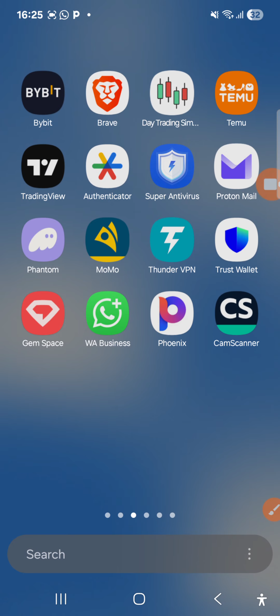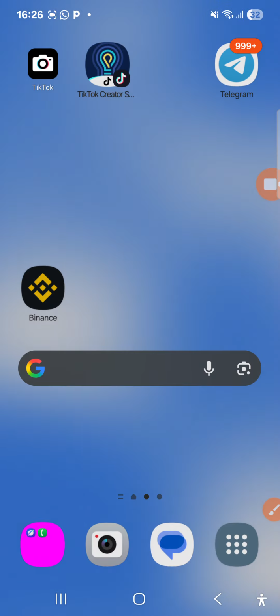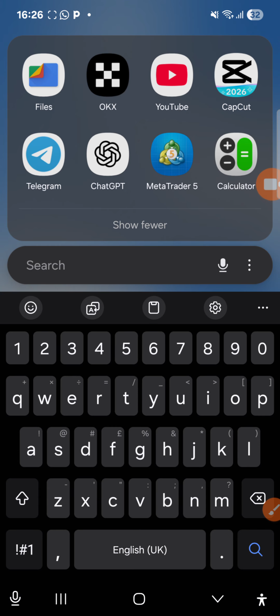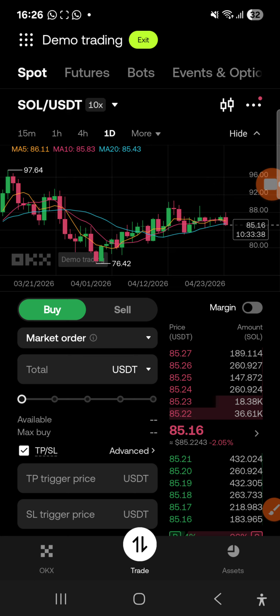Now I want to show you how to use some bots which are inbuilt into exchanges. OKX is one of the exchanges that has well advanced bots, which you can use and really be profitable in the crypto space. Now I want to open OKX and we see how those bots work.